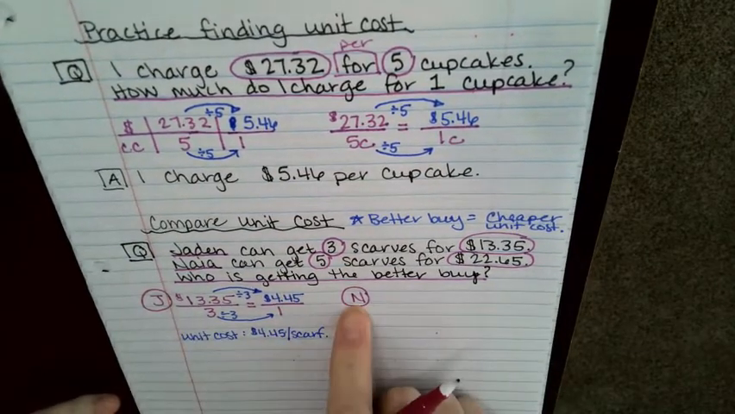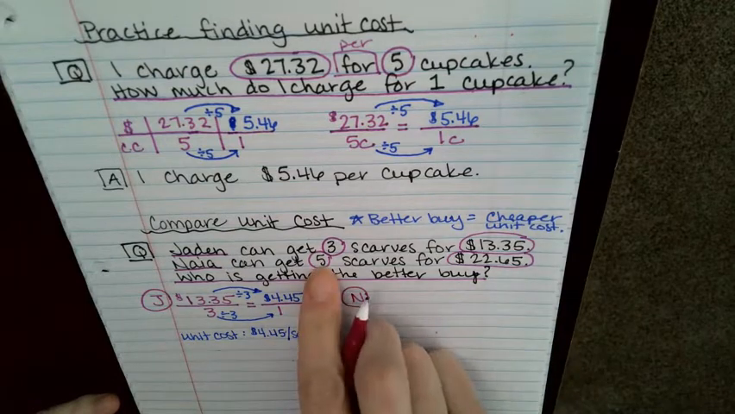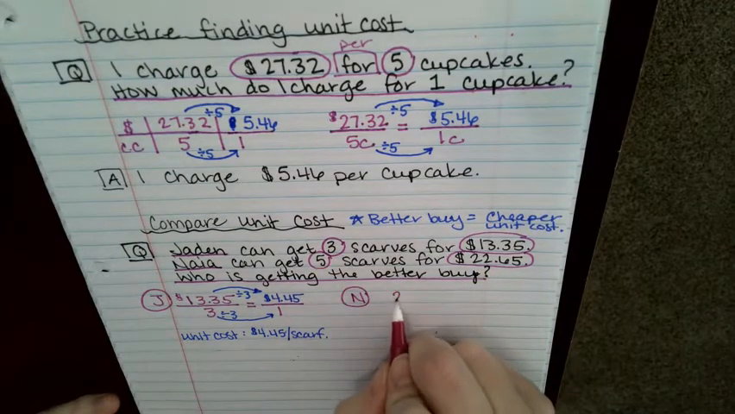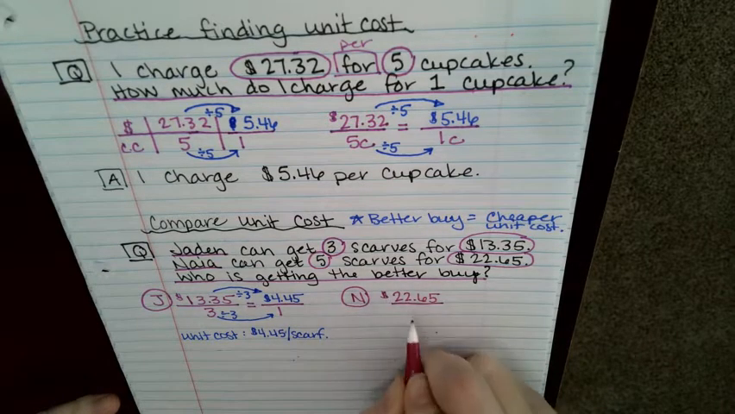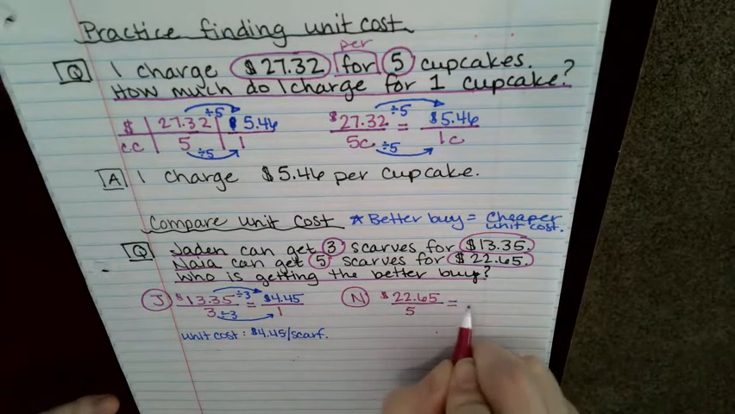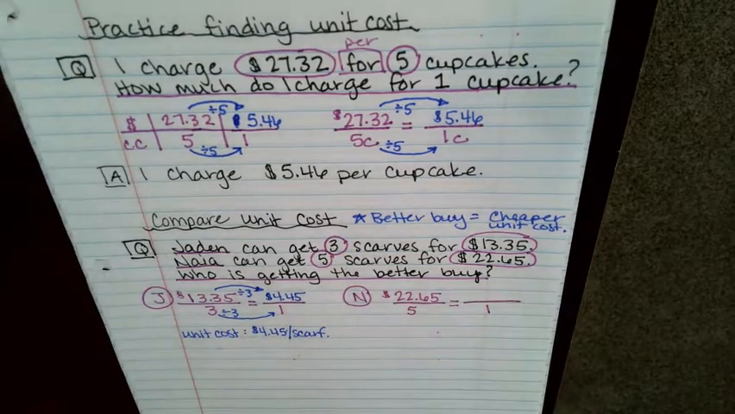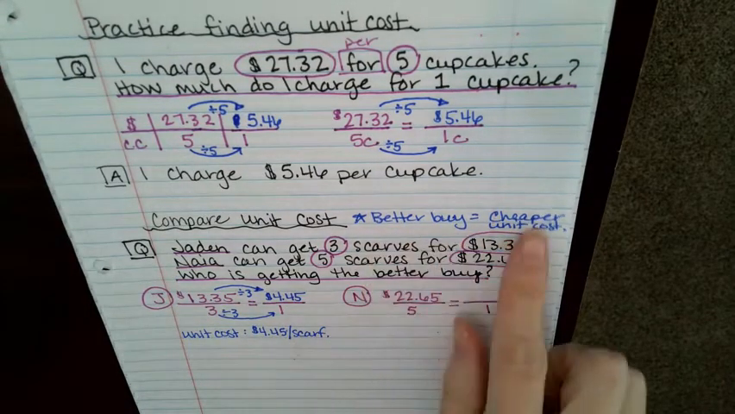Okay, so Naya can buy 5 scarves for $22.65. So $22.65 goes on the top, and that's for 5 scarves. But remember, if we're setting up a proportion, we're just interested in 1 scarf because the better buy is the cheaper unit cost.